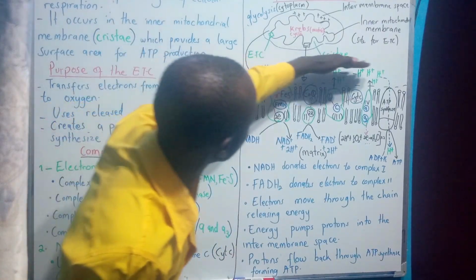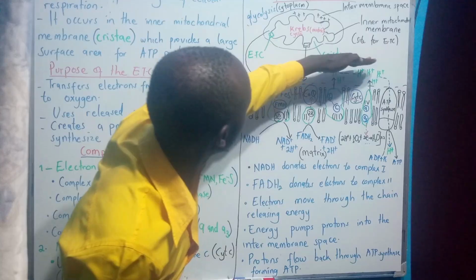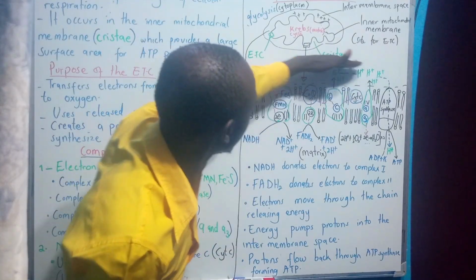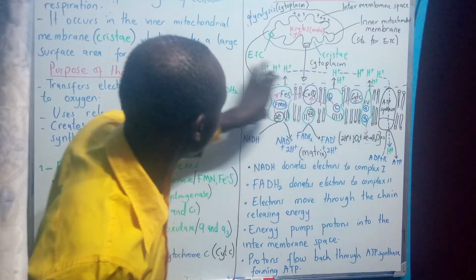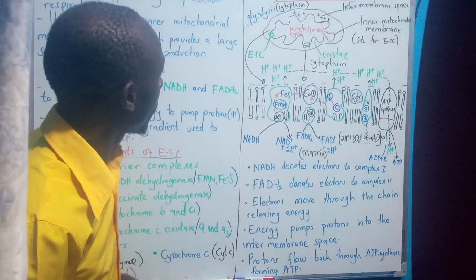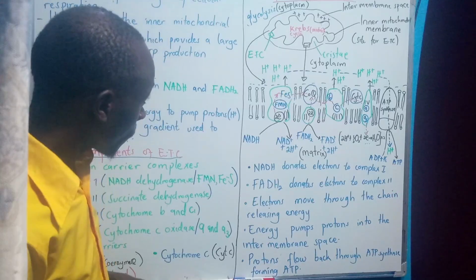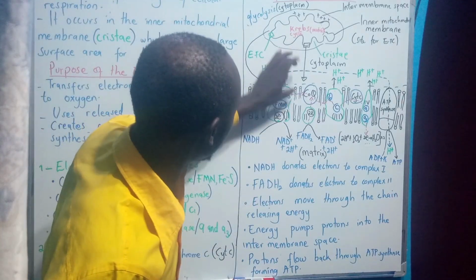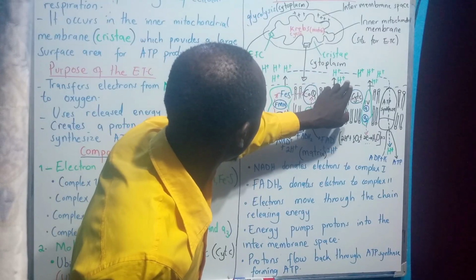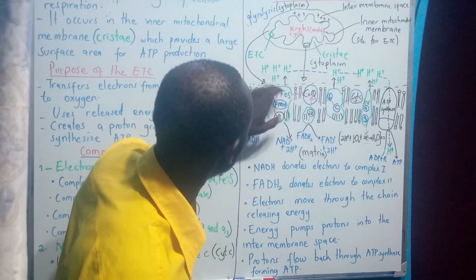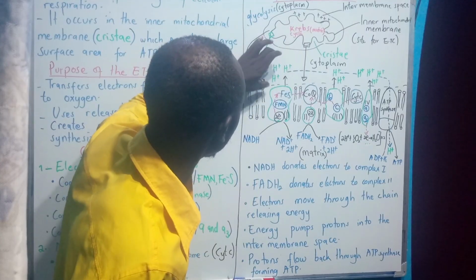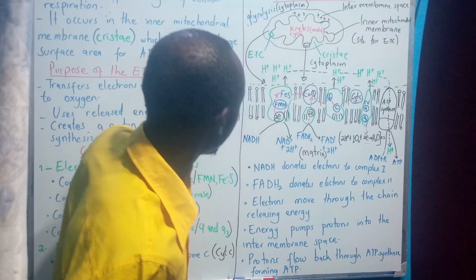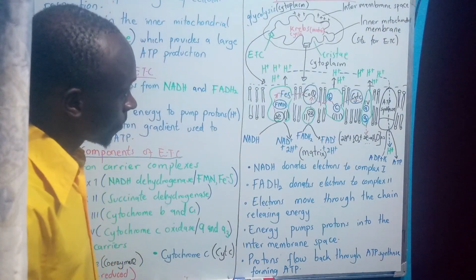So just imagine there is an outer membrane, and then this is the inner membrane, which is the phospholipid bilayer. Whichever components you are seeing outside here beyond this, those components are in the intermembrane space.